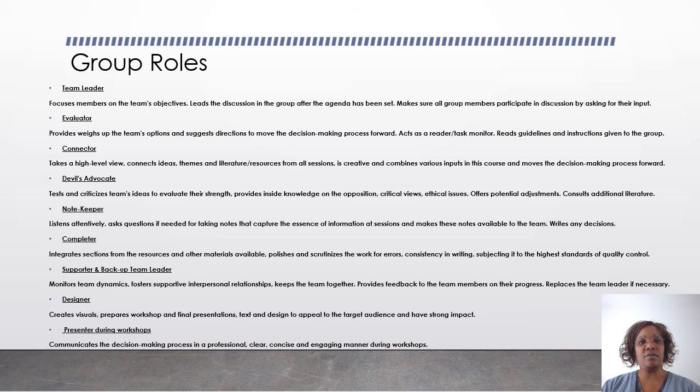So it's important for you to understand that each member has to take one of the 9 roles and play that role throughout your workshops, but also in your meetings with your group that occur outside of the workshops. These roles are clearly defined. You can find them on this slide, but also within the course description. We will also provide on Blackboard additional information about these group roles.